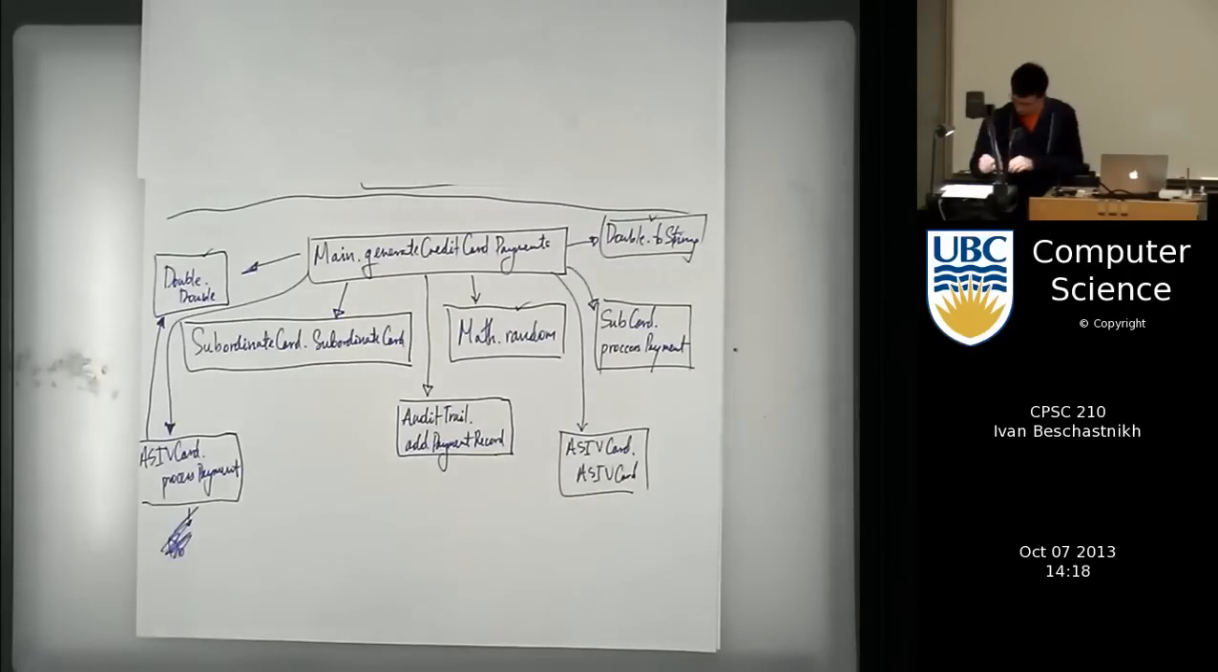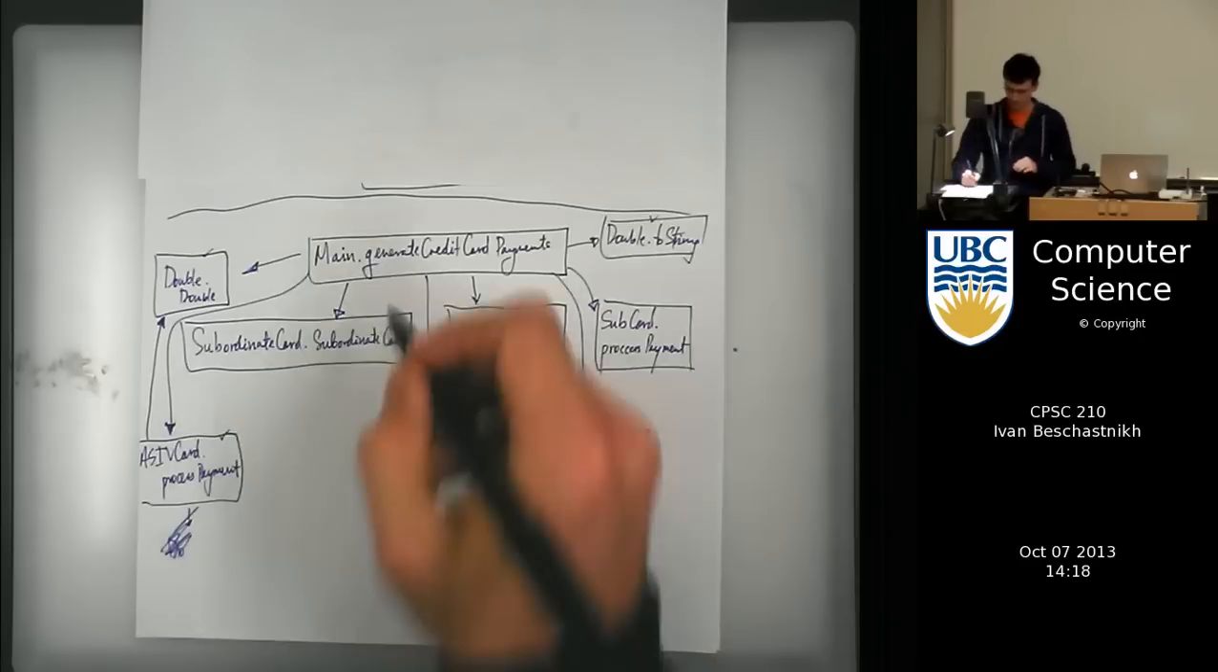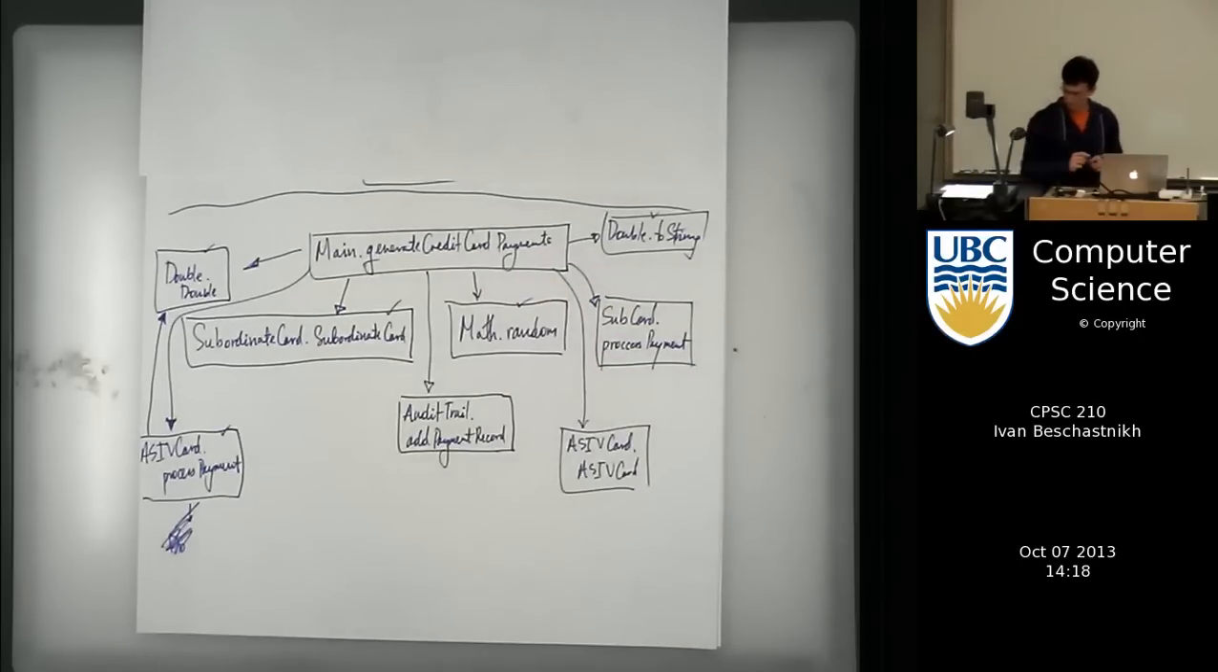So that's done. And then subordinate card constructor. It's still in the payment model. No method calls in subordinate card constructor. So this guy is done as well. Audit trail. Audit trail add payment record.